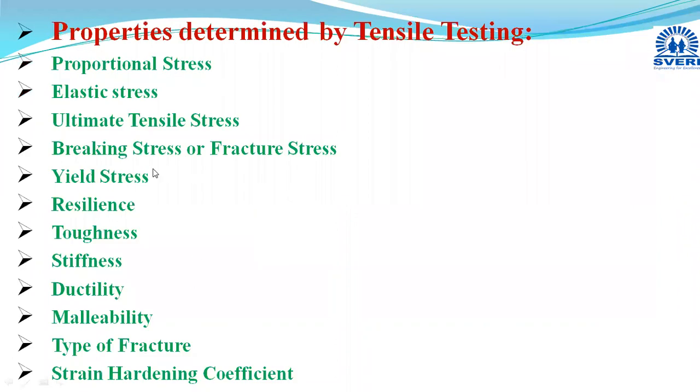And these are the properties. Okay, we are determining the properties. Different kinds of stresses are determined: elastic stress, proportional stress, breaking stress, yield stress. Then properties like toughness, ductility, malleability, resilience, all these properties can be determined depending on the output of this tensile testing only. You just have to use different formulas here.